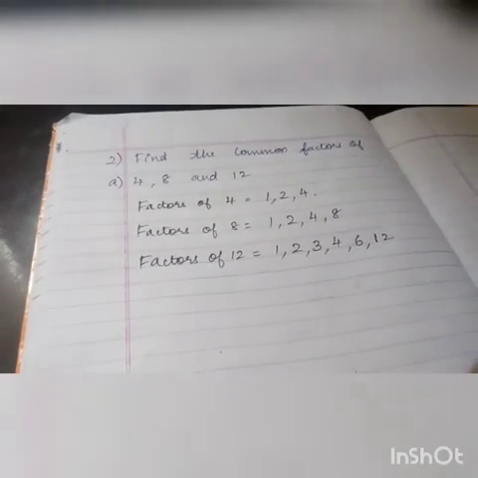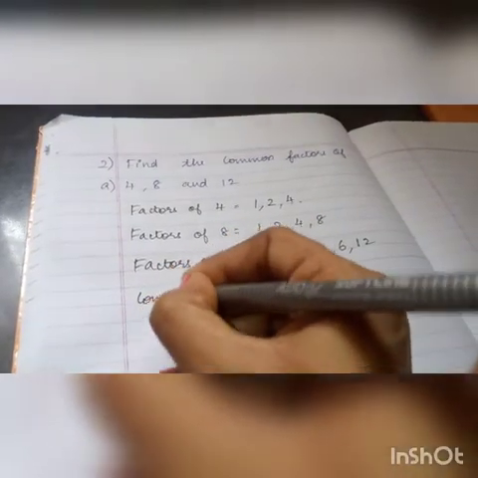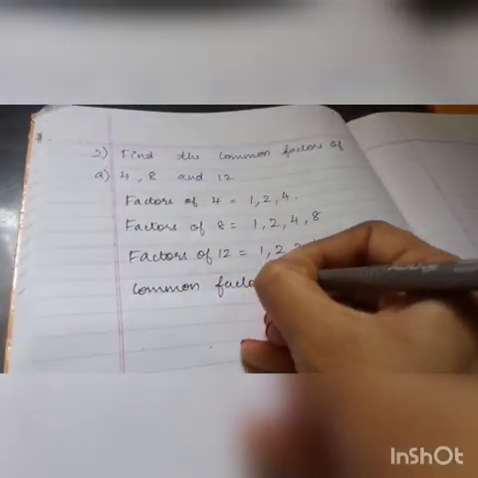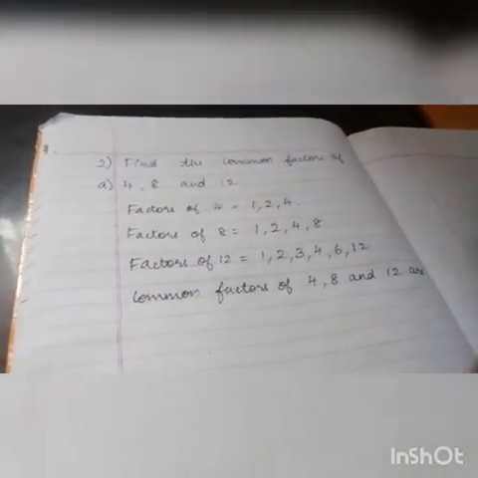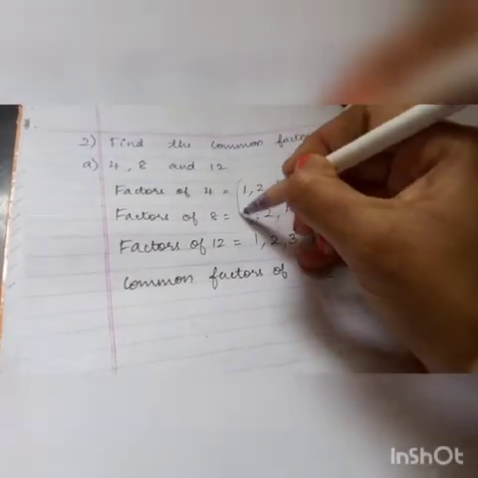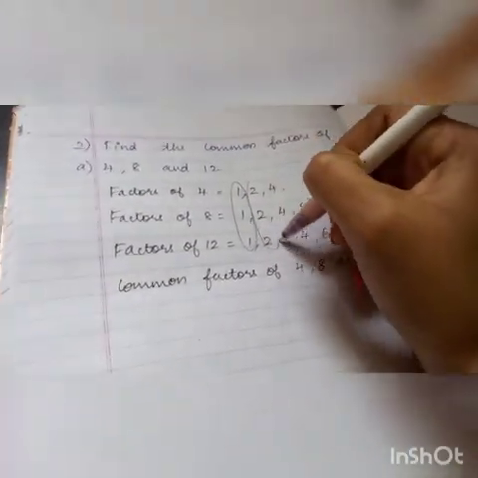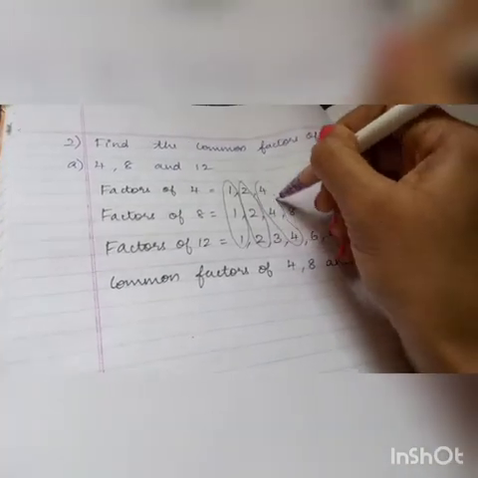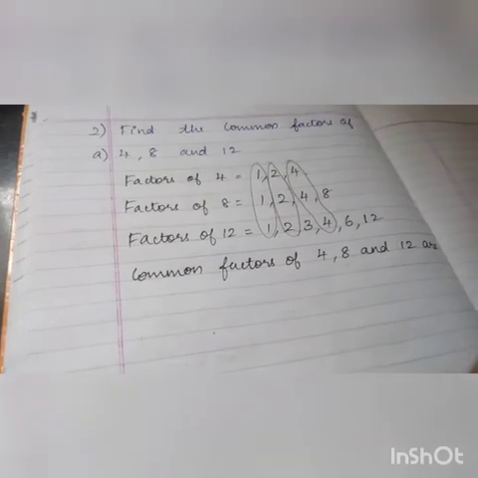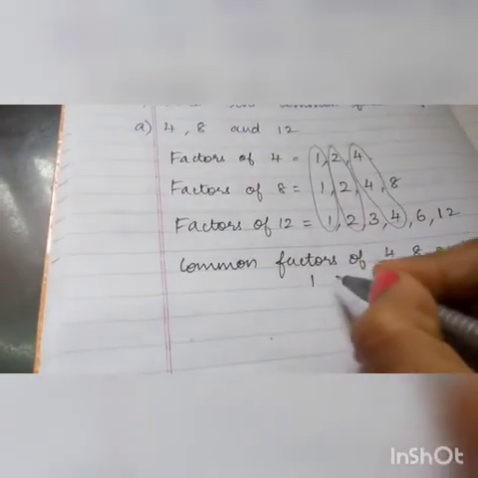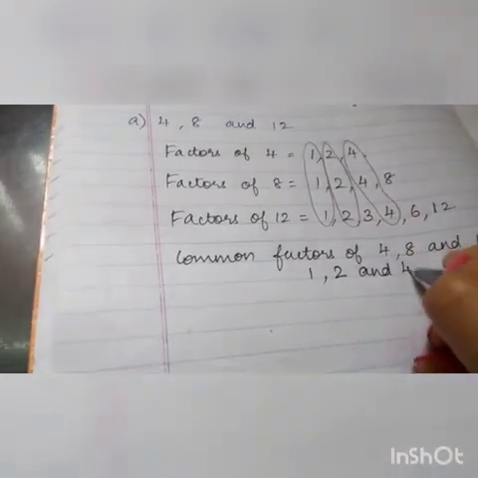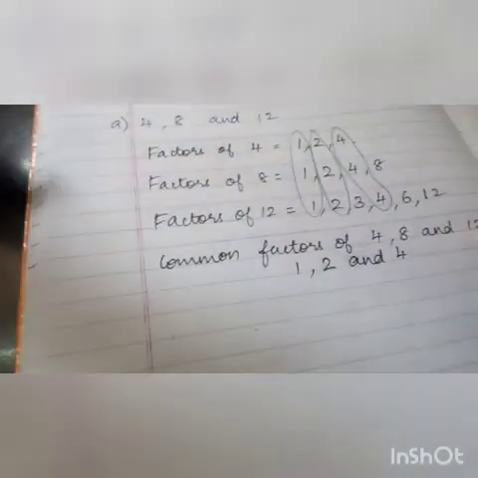Did you understand how it is written? Yes, now shall we find the common factors? Common factors of 4, 8 and 12 are, now shall we find it? Yes, take a pencil. 1, 2, 4. Listen, these 3 numbers are common in all the 3 numbers. If 2 is common in only 2 of them, you should not take it. You should take it only if it is common in all the 3 numbers. 1, 2 and 4. So what are the answers? 1, 2 and 4 are the common factors of 4, 8 and 12.